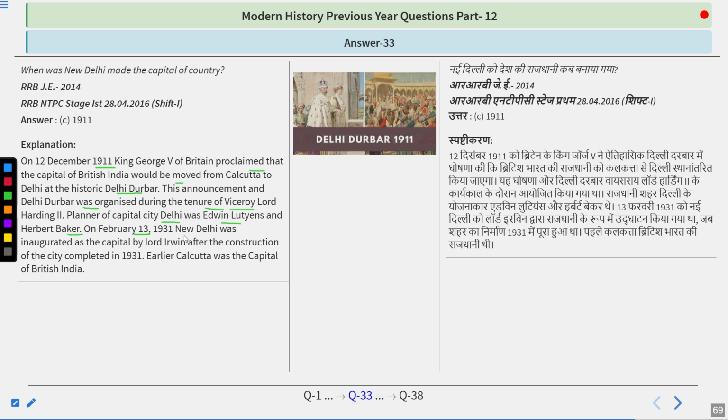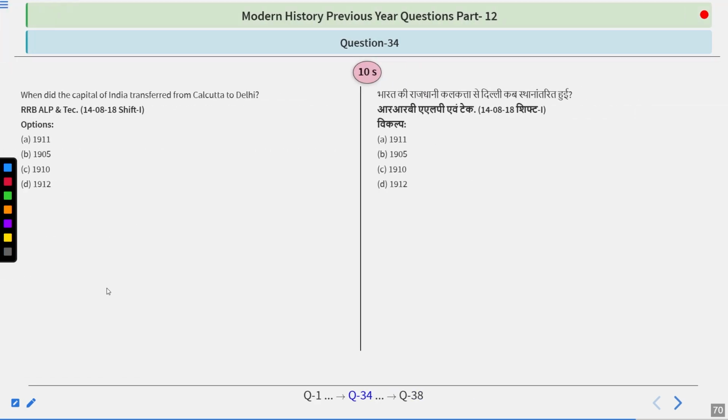On February 13, 1931, New Delhi was inaugurated as the capital by Lord Irwin after the construction of the city was completed in 1931. Earlier, Calcutta was the capital of British India, and the reason was because Calcutta became the center of nationalism in our country, and they wanted to suppress that. So that is why they transferred the capital to New Delhi. When did the capital of India transfer from Calcutta to Delhi? Again, the way of asking is different. Options 1911, 1905, 1910, 1912. Take your time.